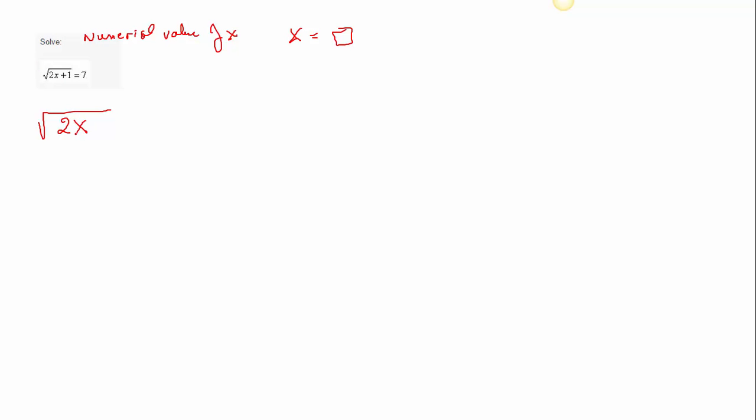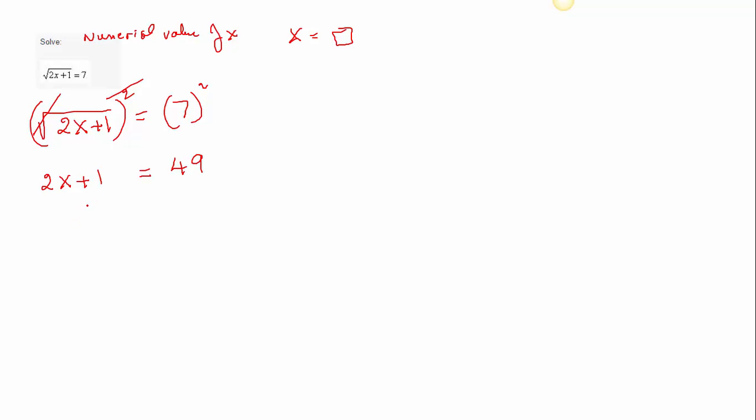So we have square root of 2x plus 1. The only way we can get rid of the radical is by squaring it. But we have to square both sides. The easy part is the right hand side, because 7 times 7 is 49. Now here, what should we do? You square this and you have a radical, they cancel each other. So the radical and the square cancel each other, and then we end up with 2x plus 1.